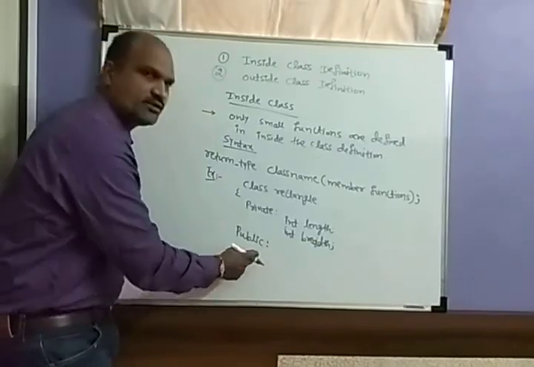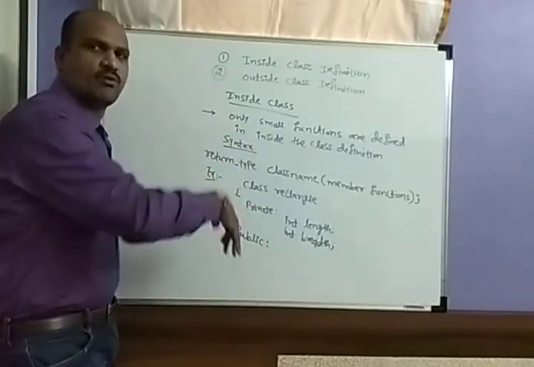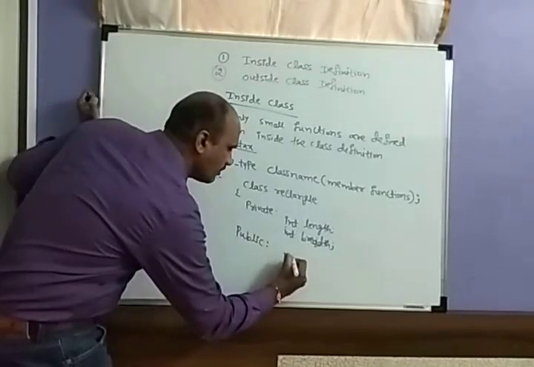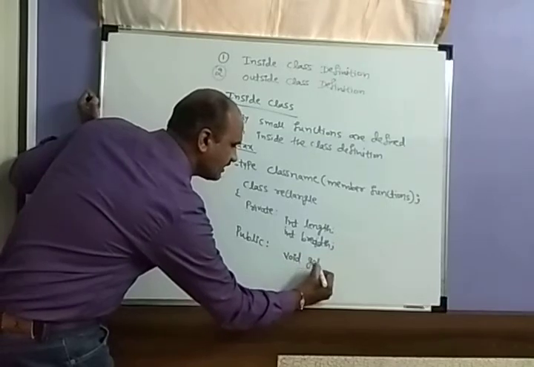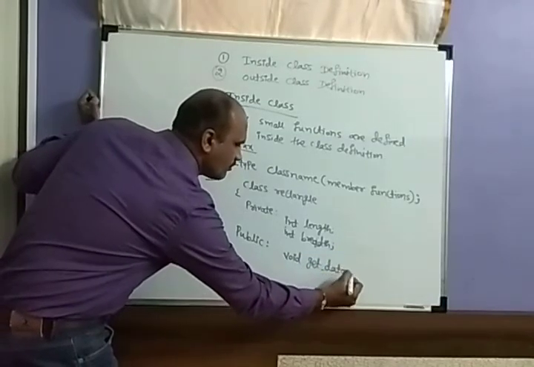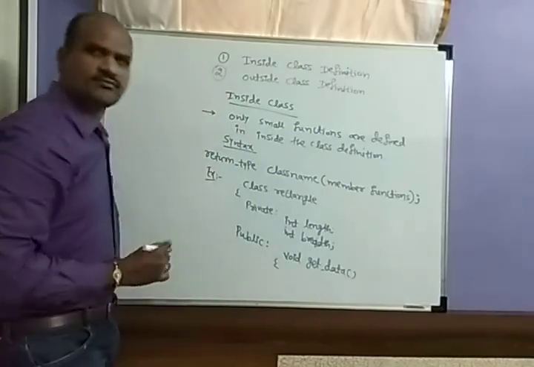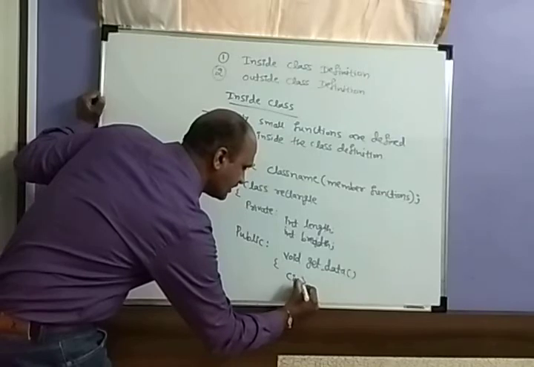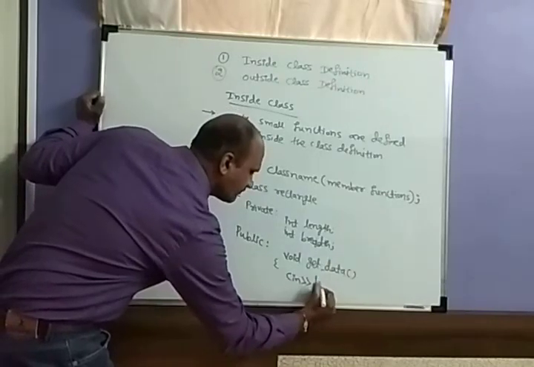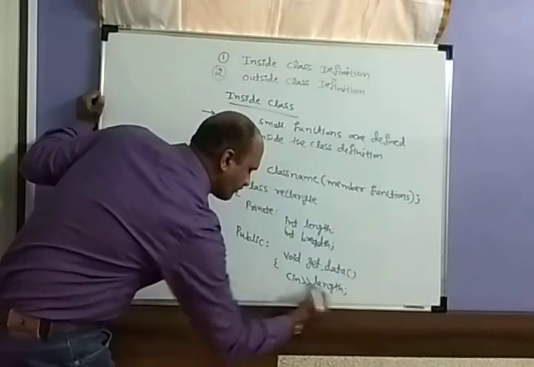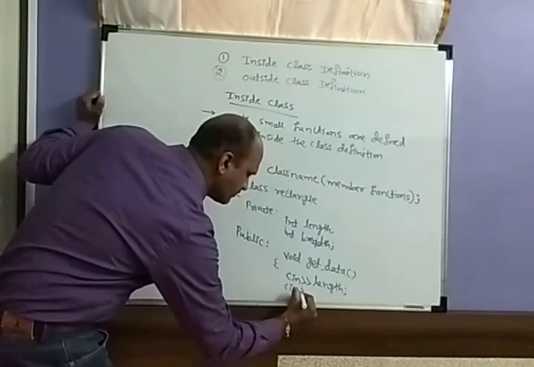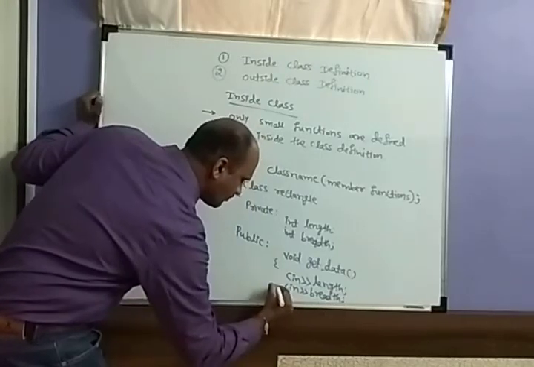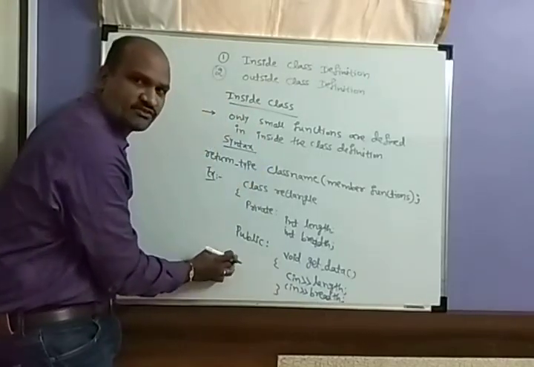In this public section, we can define the functions and whatever you want to write in that particular function. So I will write one function, that is void get data. In this function, I will read: cin length, cin breadth. This is one function. So we wrote it inside of the class, that is in the public section.